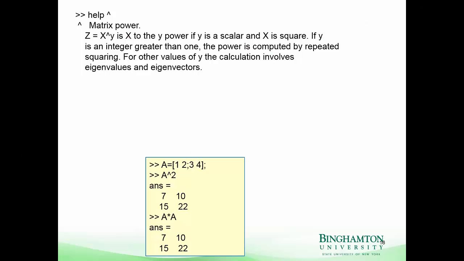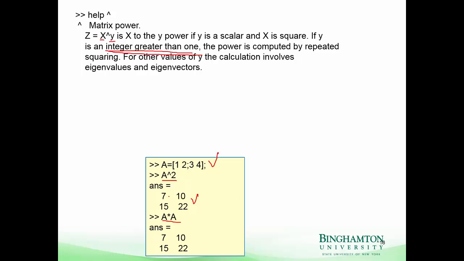A special case when x is a matrix and y is a scalar is when y is an integer greater than 1. And so that's like raising x to the second power, or to the third power, or to the fourth power. For that case, it's just equivalent to multiplying the matrix times itself that many times. So I'm just giving an example here. I define a matrix A. I say A raised to the power of 2. So that's an integer greater than 1. And we get an answer. And I'm just showing that that is the same as taking A times A.